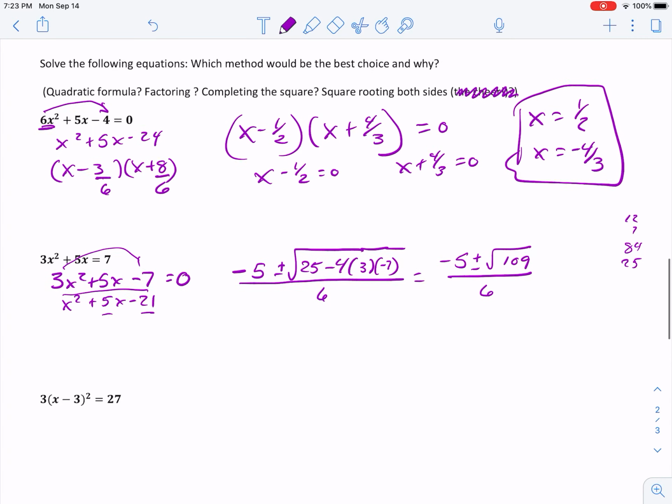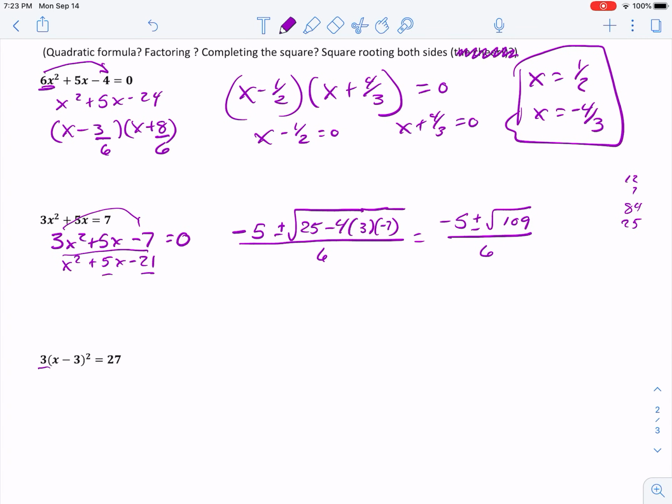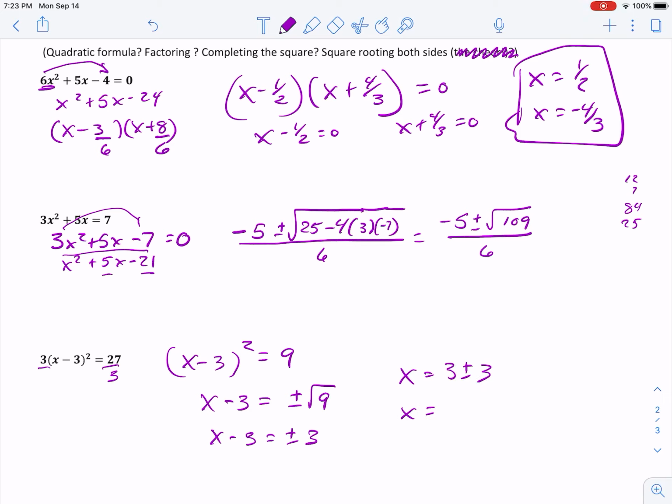What about the last one? Well, if I divide by 3, you get x minus 3 squared equals 9. And then you take the square root of both sides, and you get plus or minus the square root of 9. So x minus 3 equals plus or minus 3. x equals 3 plus or minus 3. So x is equal to 3 plus 3. And x is equal to 3 minus 3. And there's your answers. Okay?